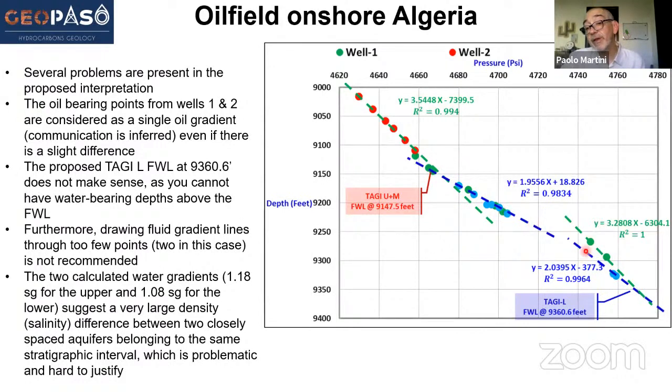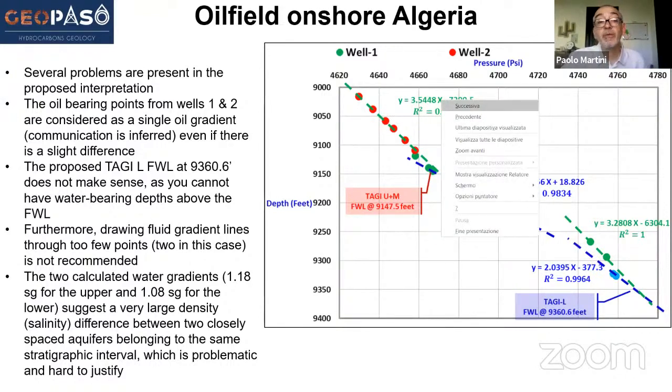The two calculated gradients are, in this case, 1.18 kilograms per liter of density, and this is 1.08, which is kind of problematic because they are from the same stratigraphic interval and they're very close to each other. So such a difference in salinity would be kind of difficult to explain.